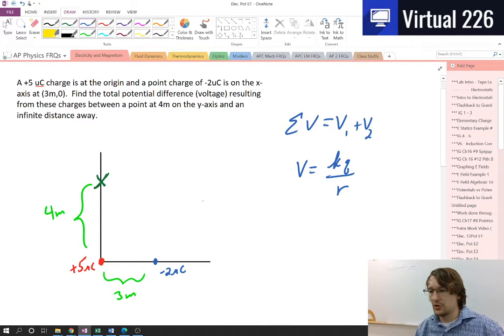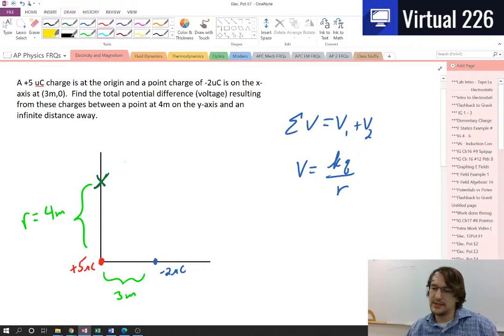Okay, so I know k, it's Coulomb's constant, 9 times 10 to the 9th. I know q, that's the 5 microcoulombs or -2 microcoulombs. And do I know r? Yeah, kind of. One of the r values is 4 meters, because that's physically how far away in a vertical direction the 5 microcoulombs is to that point in space we're looking at.